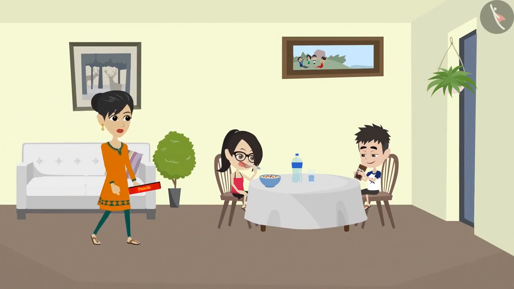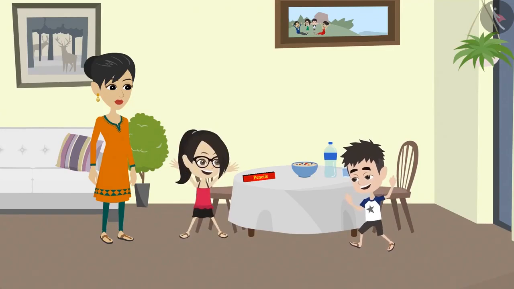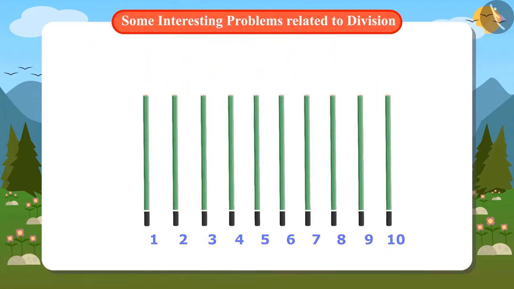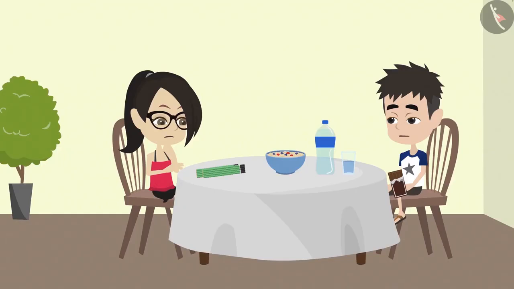Today, Mummy has brought a packet of pencils for Vandana and her brother. In this packet, there are 10 pencils. Vandana has to keep half of these pencils with her and give half of them to her brother. But Vandana does not understand how she should distribute these pencils equally between two people.